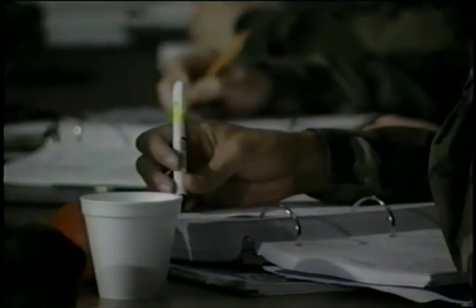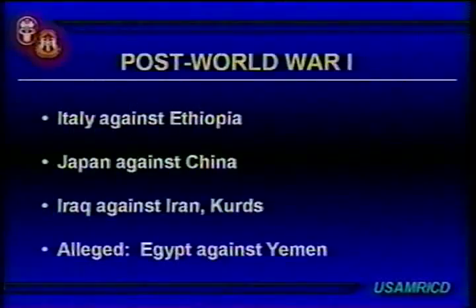After World War I, there have been chemical battlefield uses. We know the Italians used mustard against the Ethiopians. We're almost certain the Japanese used lewisite against the Chinese leading up to World War II. We certainly know the Iraqis used it against the Iranians and the Kurds, and it's alleged that Egypt used it in Yemen.